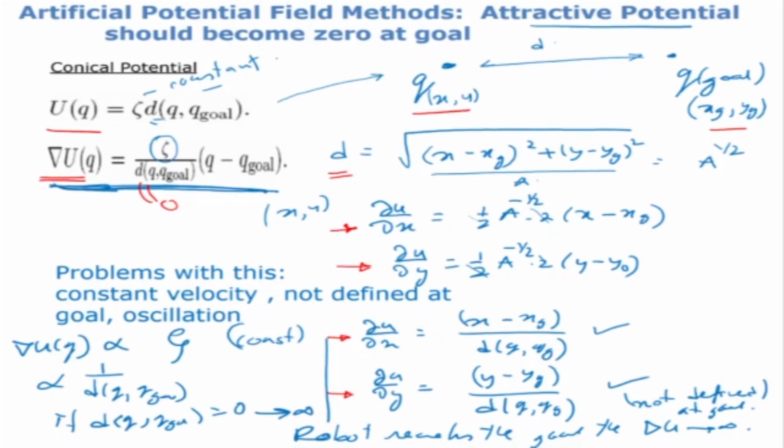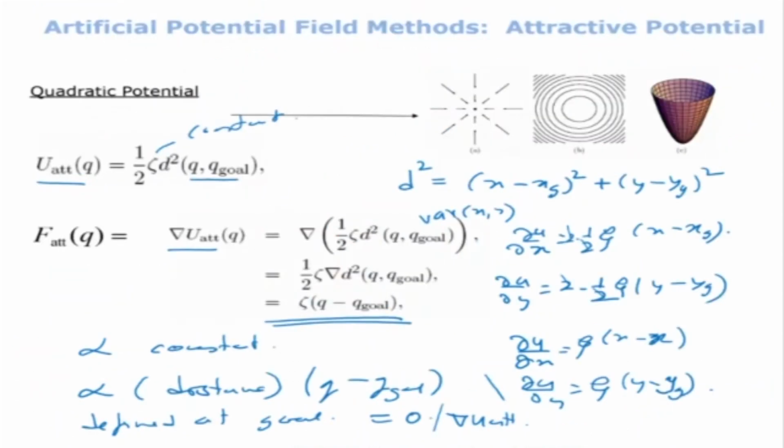Now to avoid that problem, we can use a quadratic potential. The quadratic potential we write in the form half zeta d squared, where d is again the distance between the present position and the goal position of the robot. Now when I take the grad of this, exactly in the same way, distance is the square root of (x minus xg) squared plus (y minus yg) squared, and we take the partial derivative of u with respect to x and then with respect to y. So I get this term and this term, and my grad is equal to zeta into (q minus q goal).